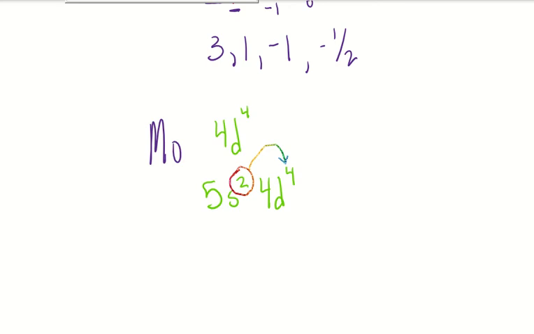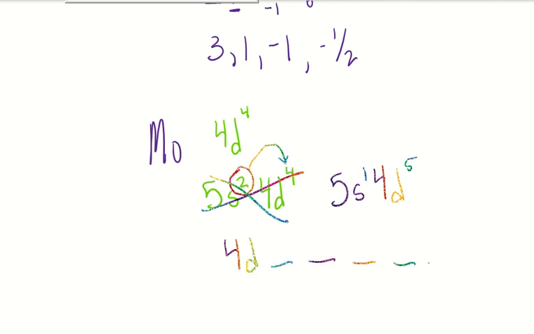D. So technically, you have 5s1, 4d5. So when we write this out, 4d5, 4d, 1, 2, 3, 4, 5 orbitals. You have 5 electrons, so spin up, spin up, spin up, spin up, spin up. The last one filled in is the one we're going to write the quantum numbers for.